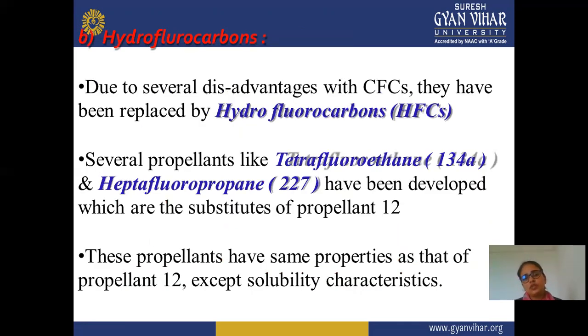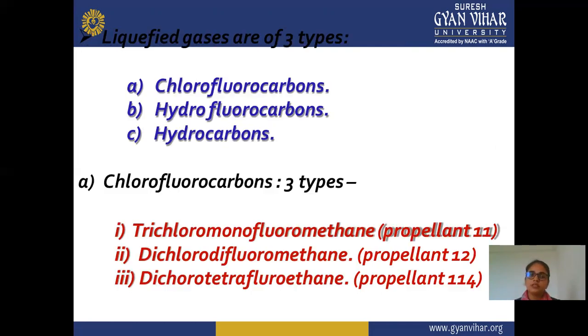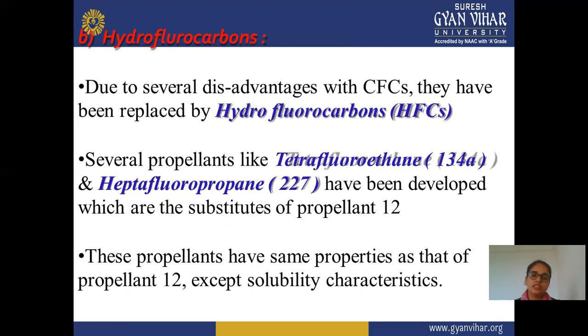Next, the second type is hydrofluorocarbon. Due to several disadvantages of chlorofluorocarbons, they have been replaced by hydrofluorocarbons. There are some disadvantages in the previous one, so the first is replaced by the second to overcome this problem. Several propellants like tetrafluoroethane, that is 134a, and heptafluoropropane, that is 227, have been developed, and these are substituents of propellant 12.